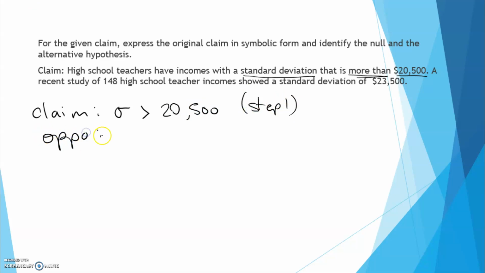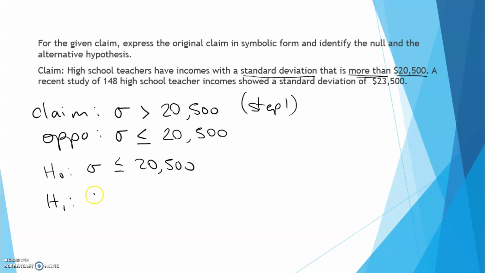The opposite of that, okay, the opposite of greater than is less than or equal to, because I have to have an equal sign somewhere, because that's going to be my null hypothesis. 20,500. Okay, so h sub 0 will be the one that contains the equal sign, so sigma is less than or equal to 20,500, and h sub 1 will be sigma is greater than 20,500. Okay.